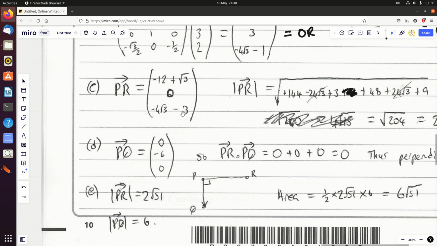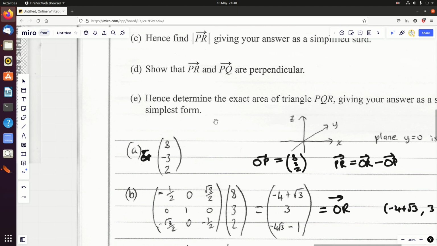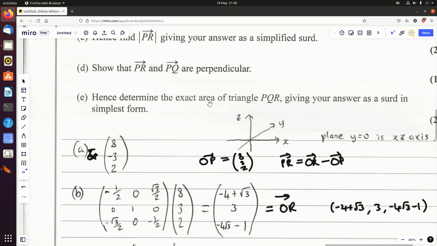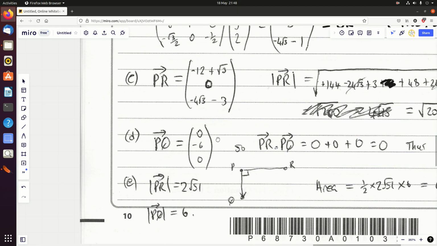And so PR dotted with PQ, well, you're going to do that times that, plus that times that, plus that times that. And so you're going to get 0 plus 0 plus 0, which equals 0. And therefore, they're perpendicular. That's how we prove two vectors are perpendicular, using the dot product in this particular module. Okay, hence determine the exact area of triangle PQR, giving your answer as a surd in its simplest form.